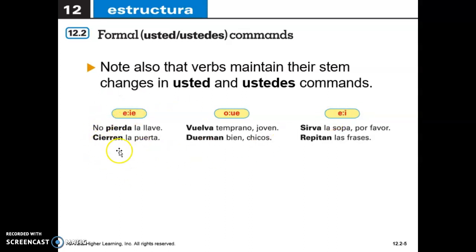So going back to those three groups of stem changing verbs, we can see that happening here, and we see a few examples. No pierda la llave, which comes from perder. Cierren la puerta, which comes from cerrar. You see that E went to IE. Vuelva temprano, joven, comes from volver. Duerman bien, chicos, viene de dormir. Sirva la sopa, por favor. Servir. Repitan las frases. Repetir. Okay?